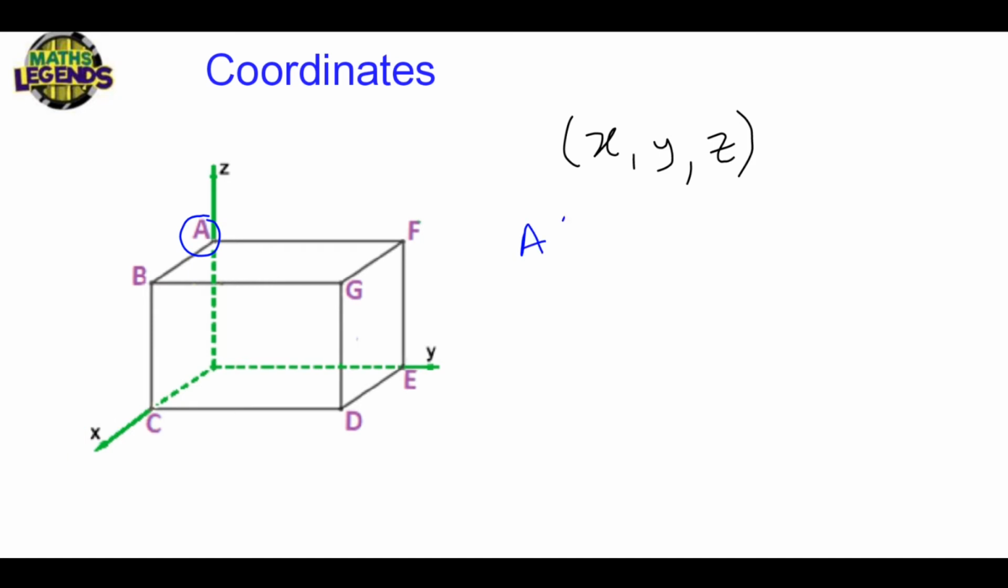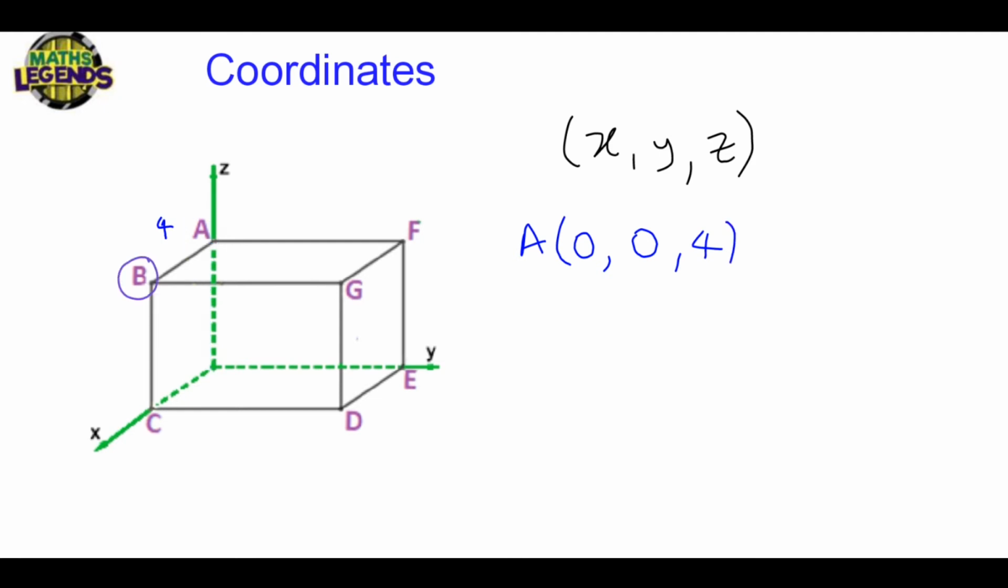So for A, we look at what is the value of x. So we take that point and we draw a line straight down vertically. We hit the x-axis at the origin here. So the value of x is 0. By doing the same, we also hit the y-axis. So the y value is also 0. A is already on the z-axis. So whatever value of A we have, let's give A a value, say 4. Then z would be 4.